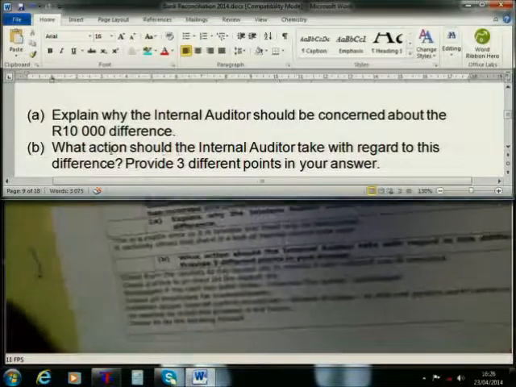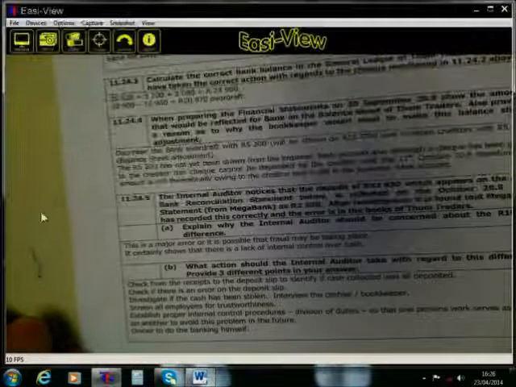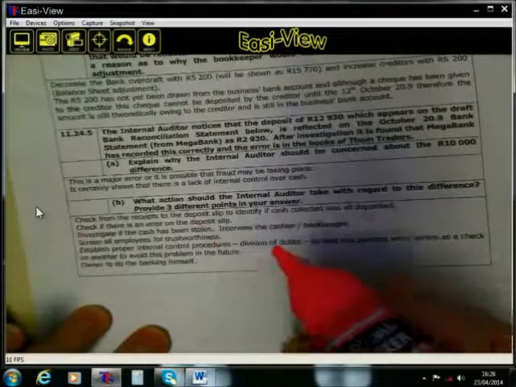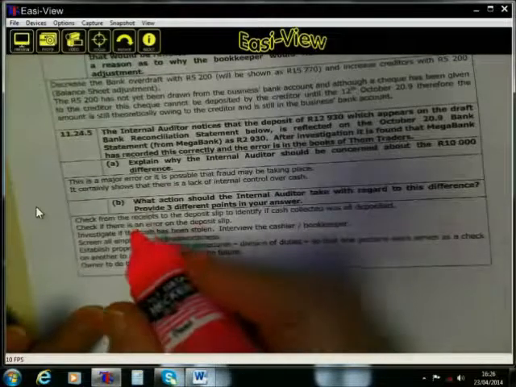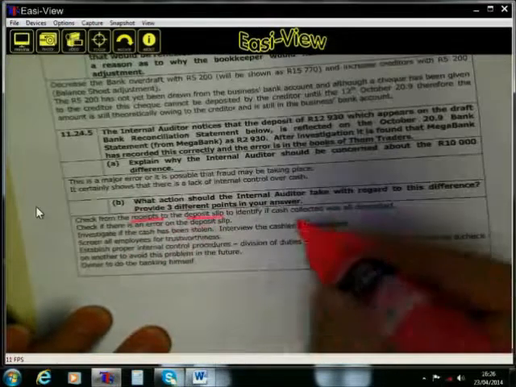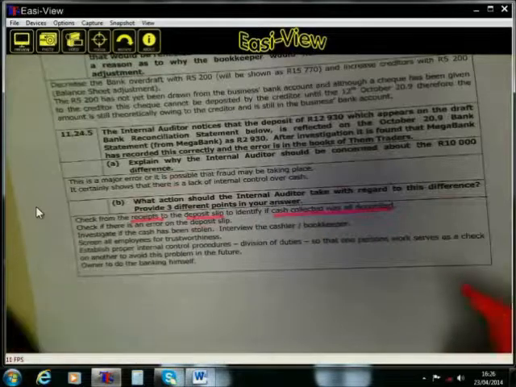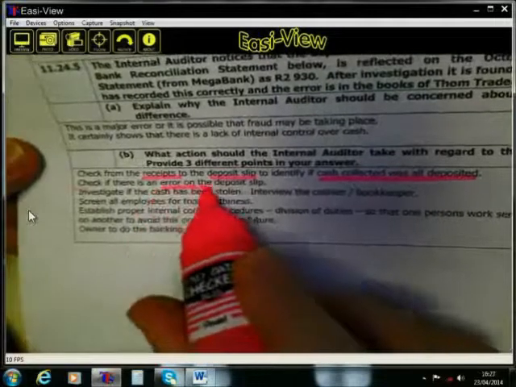What action should the internal auditor take? Check from the receipts to the deposit slip to identify the cash collection was all deposited. So you go to the receipts and then you check the deposit slip to see if all the cash was deposited. That's one of the things that you can do. Check if there is any error on the deposit slip.